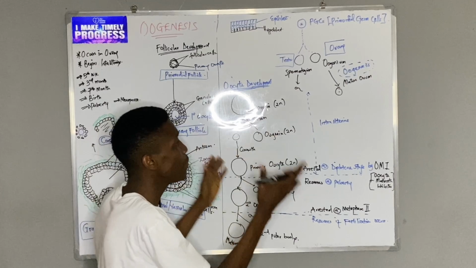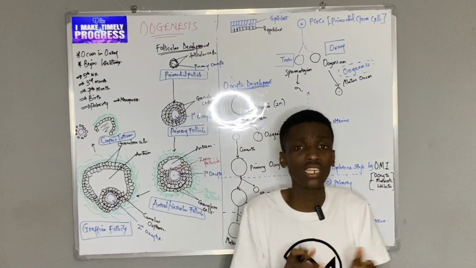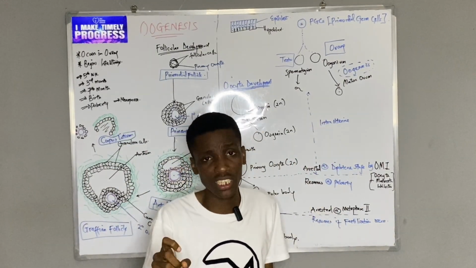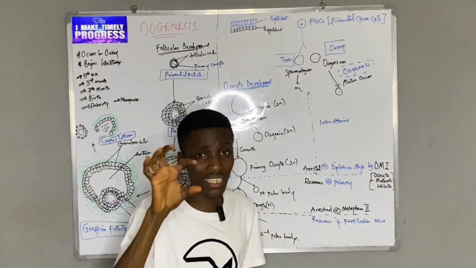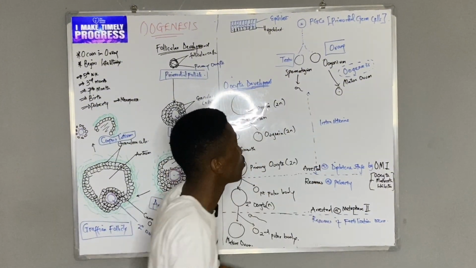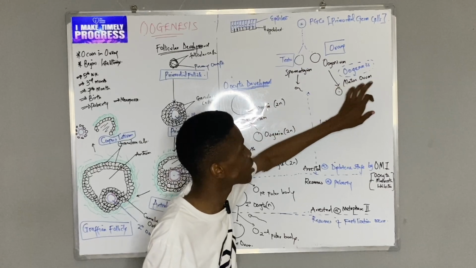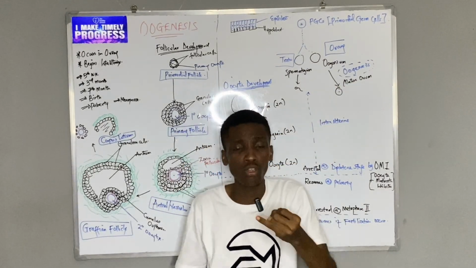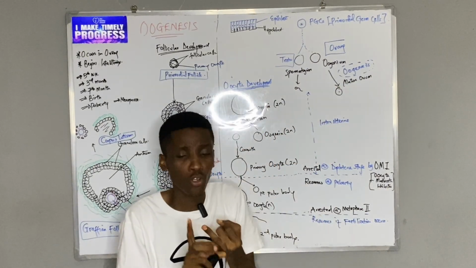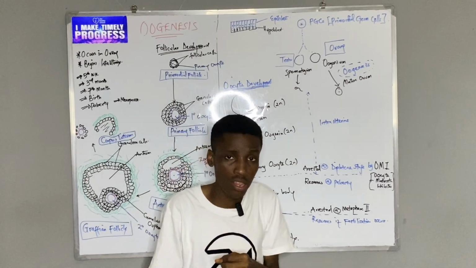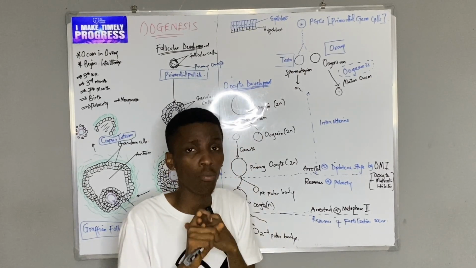Now, development generally, spermatogenesis, oogenesis, they follow a particular sequence of stages. For me to move from oogonia to matured ovum, I follow 3 stages. Number 1 is called mitosis. Number 2 is called growth. And then number 3 is called meiosis.